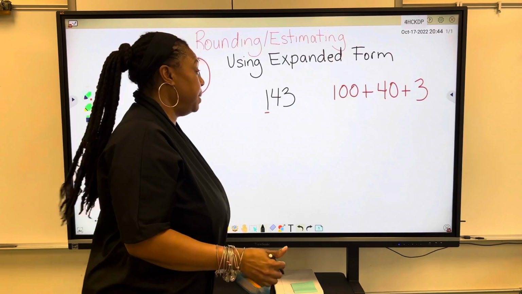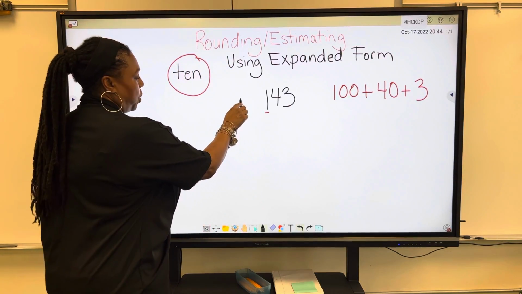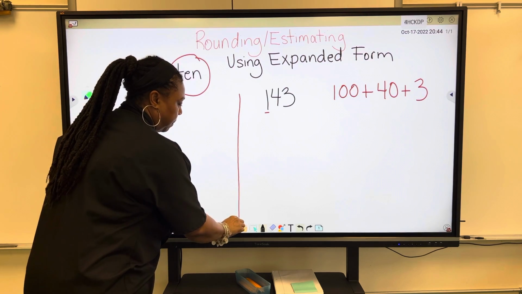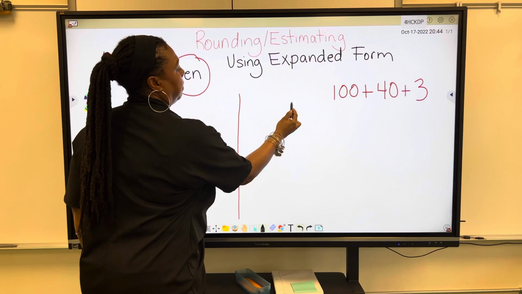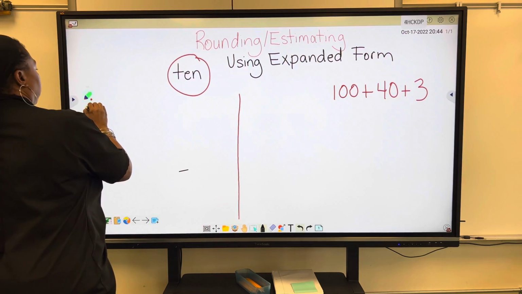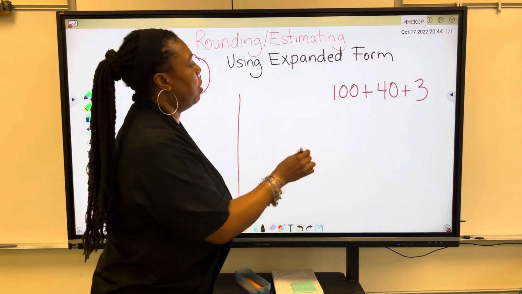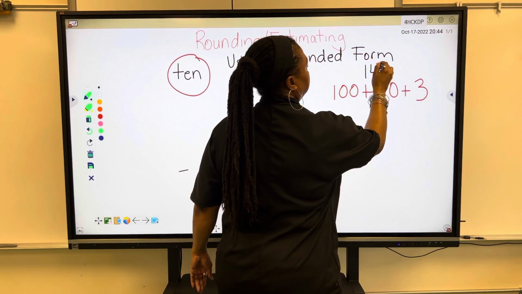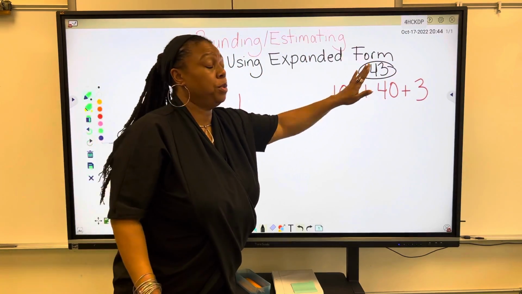Our second step is to now draw a vertical line. So here is our vertical line. And I'm going to move 143 over here, okay? Because this is the number that we're trying to find the closest 10 to.